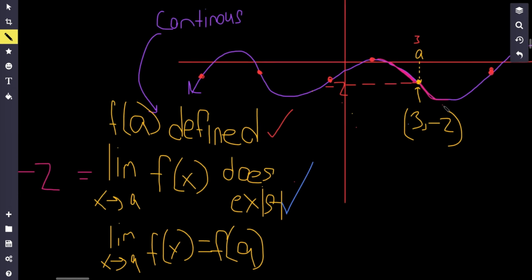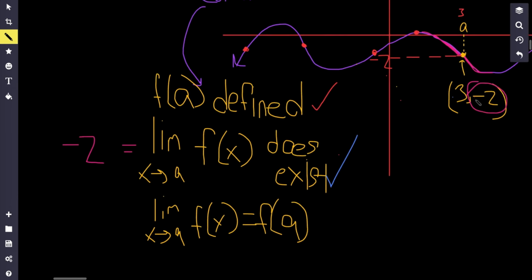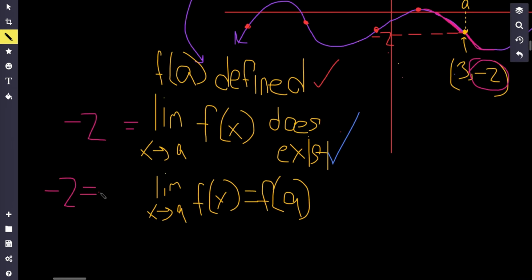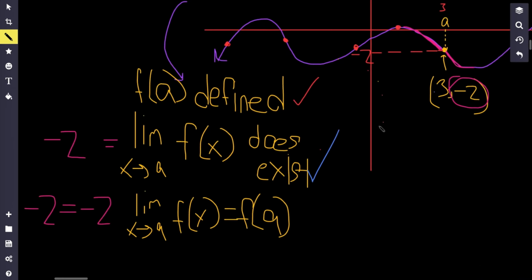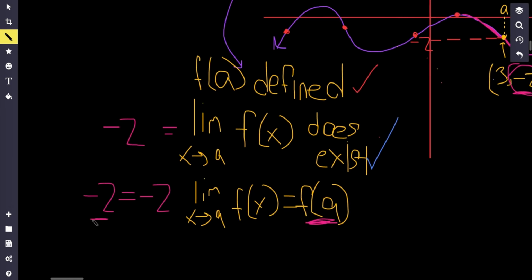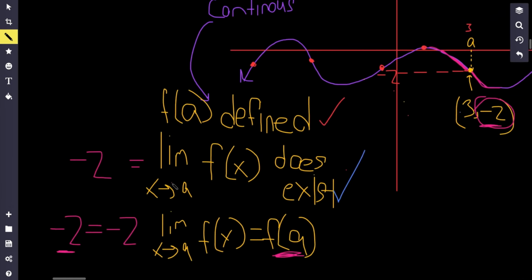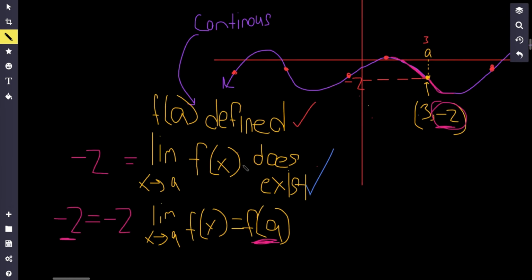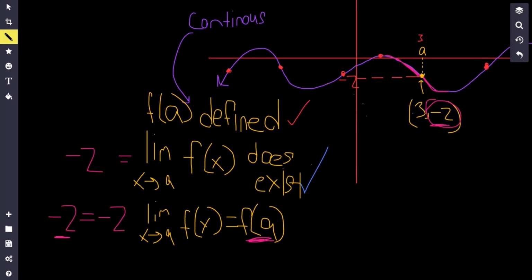And notice how that's equal to the actual point itself, the actual y value at that point. F of a, the y value, is equal to -2, and that's equal to the limit as x approaches that point. So that's basically how a point is continuous. If a function is continuous at a point, it has to meet all 3 of these criteria.